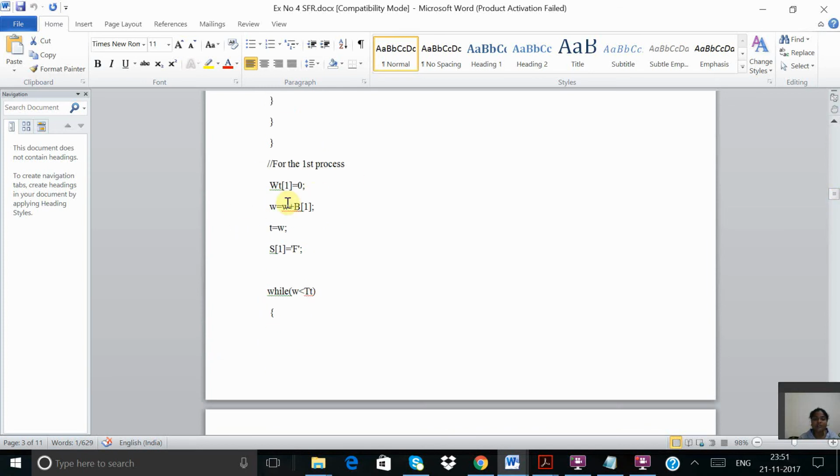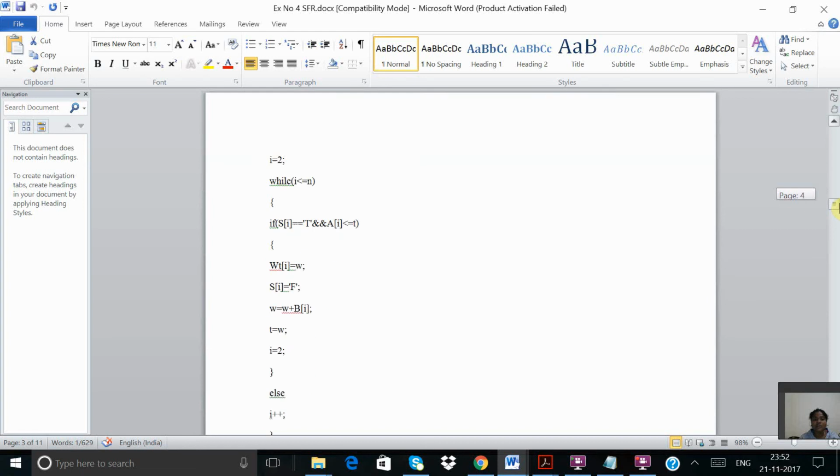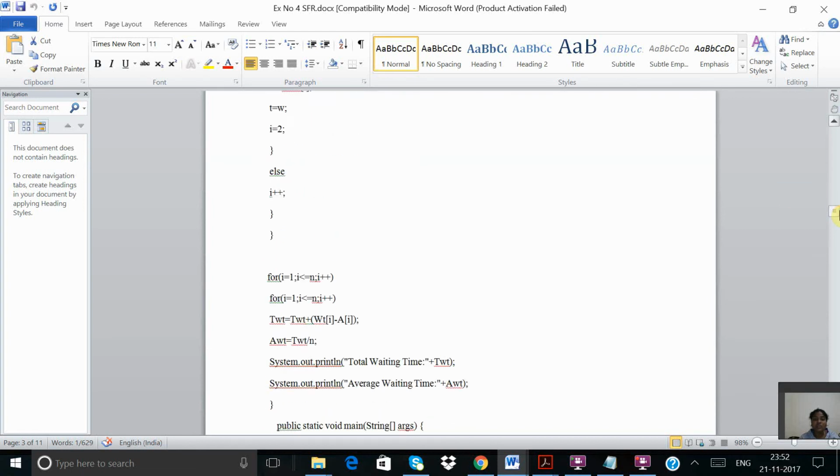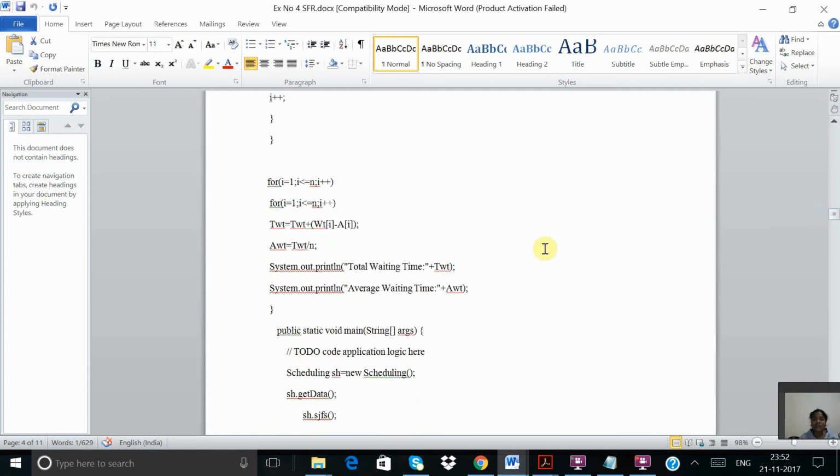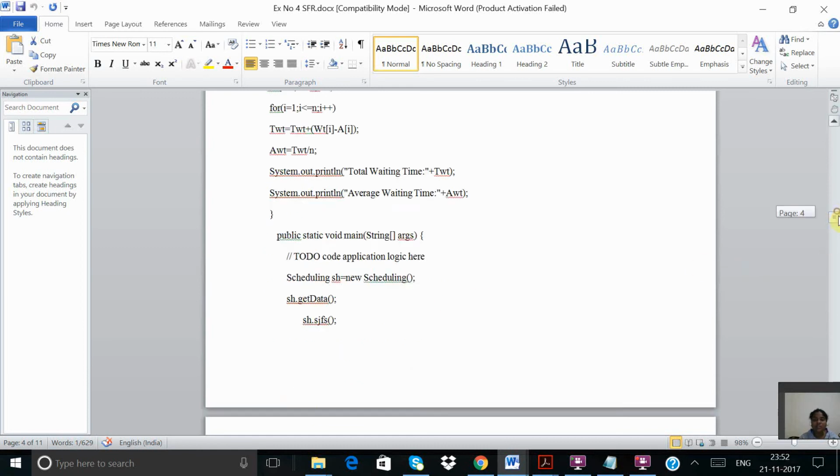If the burst time is greater, we add the burst time, and if the time is equal to the waiting time, then the scheduling is wrong. The process will always be scheduled as the time increases, along with the waiting time. The total waiting time and average waiting time will be displayed. The average waiting time of the processes is the total waiting time divided by the number of processes.